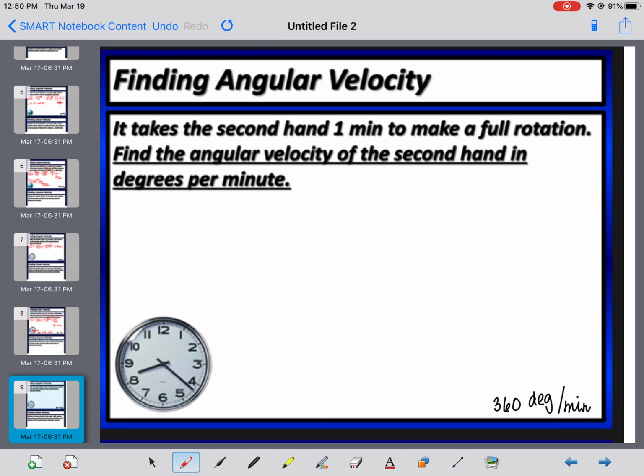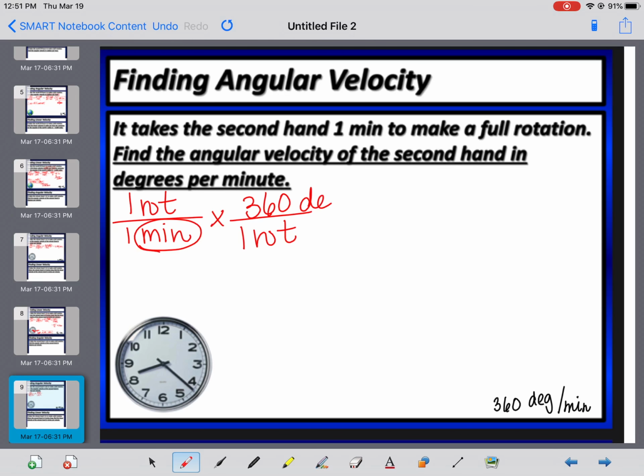It takes the second hand 1 minute to make a full rotation. Alright, so same clock, different measurement. So 1 rotation in 1 minute. Find the angular velocity of the second hand in degrees per minute. Well, I'm already there on the time. How do I get from degrees to rotations? 1 rotation equals 360 degrees.